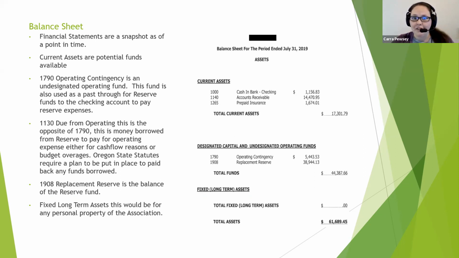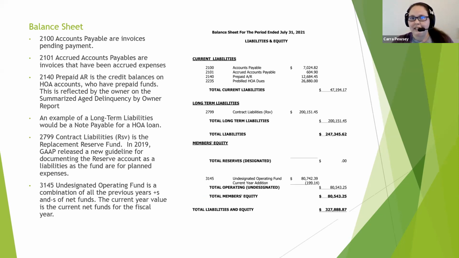Are there any questions on the asset page before I move on? Okay, so the other side of the balance sheet is liabilities and equity.